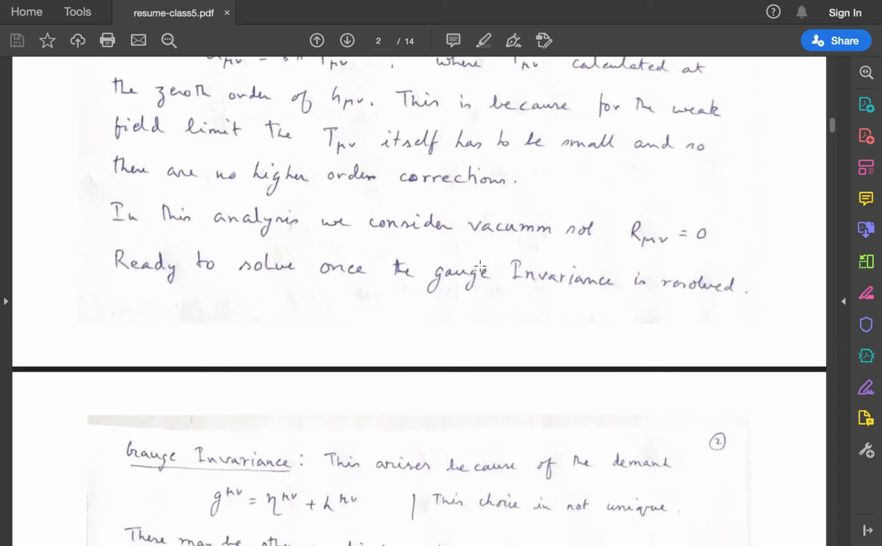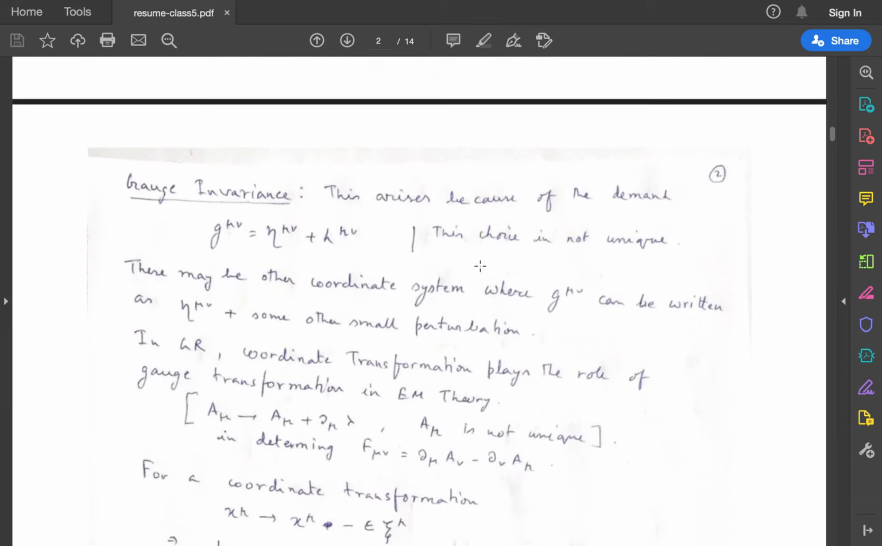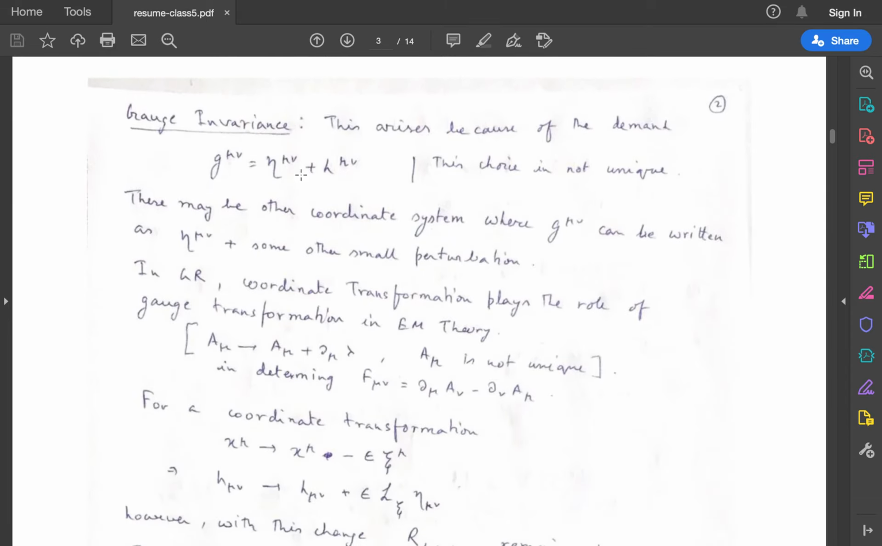Okay, so this gauge invariance arises because we demand that g mu nu equal to eta mu nu plus h mu nu. However, this choice of h mu nu is not unique. There may be other coordinate systems where g mu nu can be written as eta mu nu plus some other small perturbation, not necessarily this particular h mu nu. It can be another small perturbation.